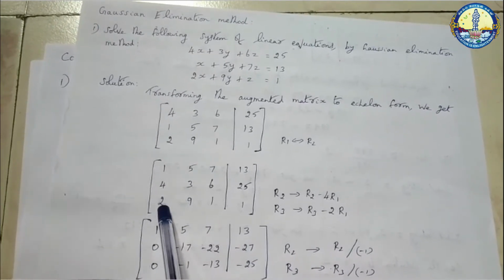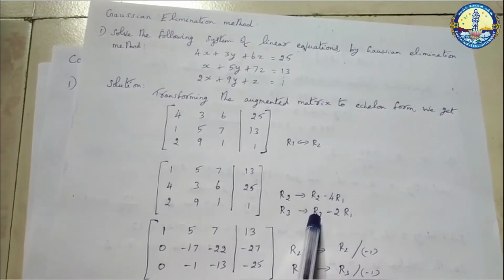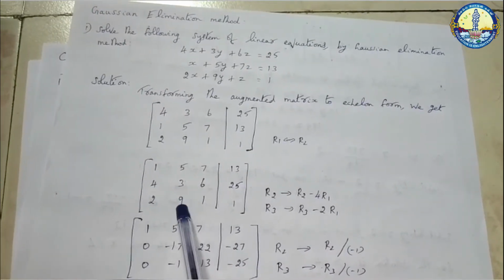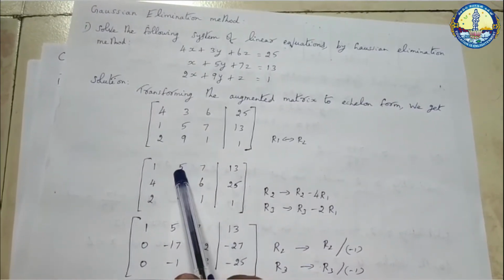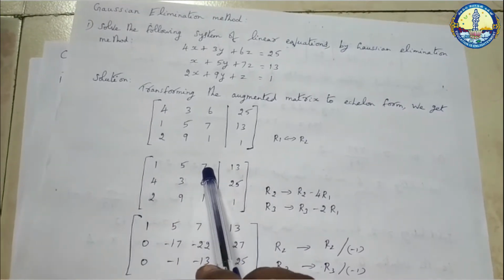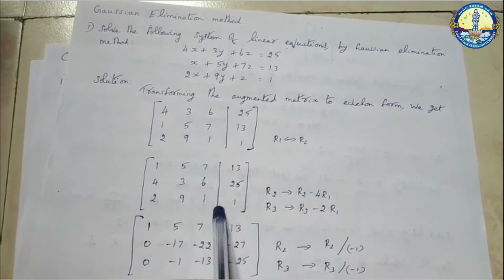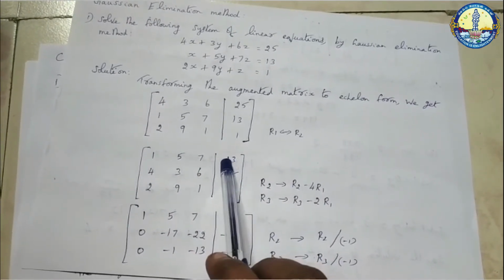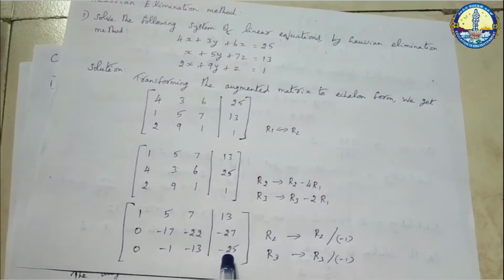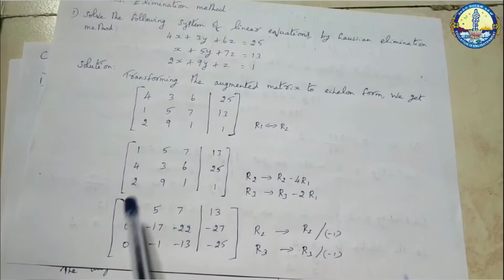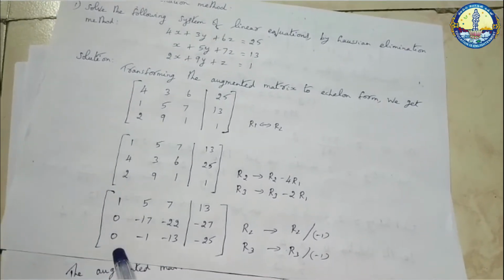Similarly, R3 equals R3 minus 2R1. 2 minus 2 is 0. 9 minus 10 is minus 1. 1 minus 2 times 7, 1 minus 14, is minus 13. 1 minus 13 into 2 is 26, so 1 minus 26 is minus 25. So here we have made these entries 0.